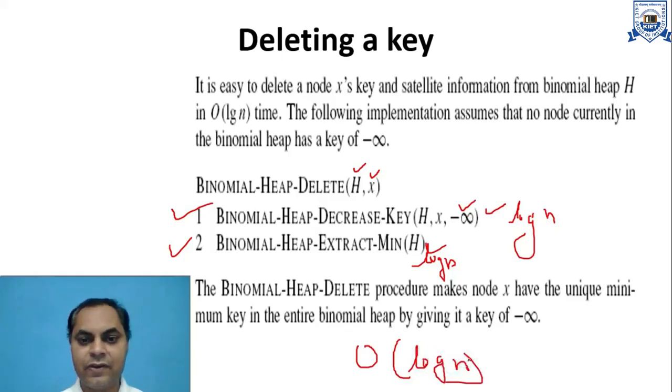Okay, so the Binomial-Heap-Delete procedure makes node x have the unique minimum key in the entire binomial heap by giving it a key of minus infinity. So the complexity of this deletion operation is again log n.